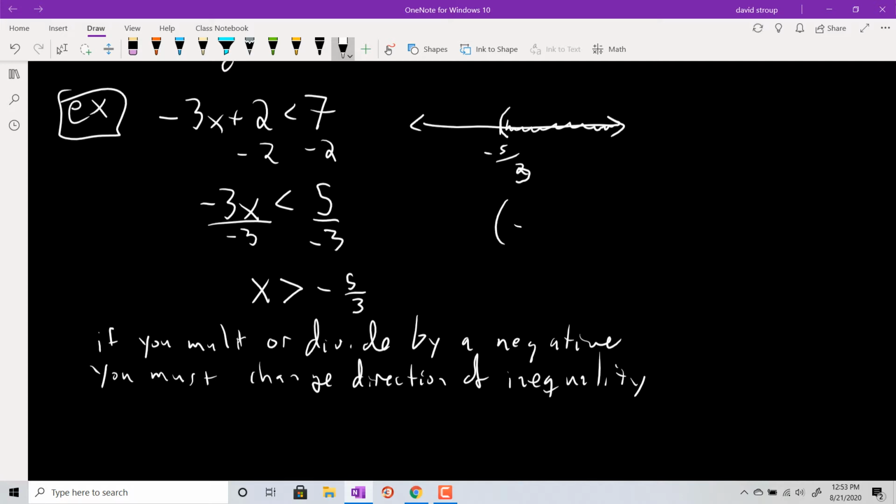And then we can translate that into interval notation, which is my expression of choice, so negative 5/3 to infinity. I don't really use the set builder notation. I like the interval notation, but you could use set builder if you like. If you wanted set builder, it would be the set of all x such that x is greater than negative 5/3. Okay.